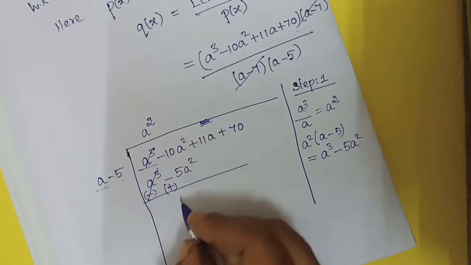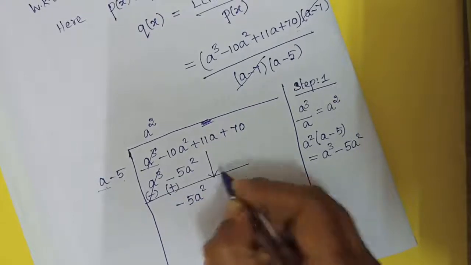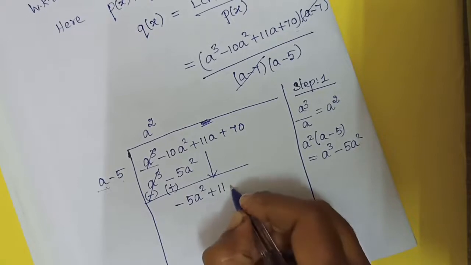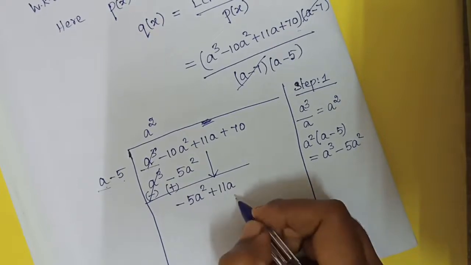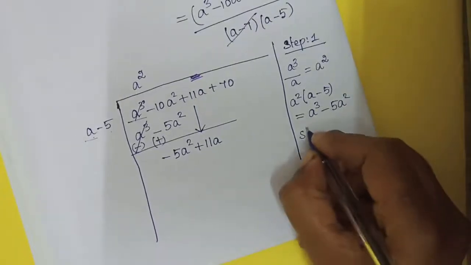What is the answer? Minus 5a square. One term we can write here, so plus 11a. Then same method only we are going to follow. The same steps.